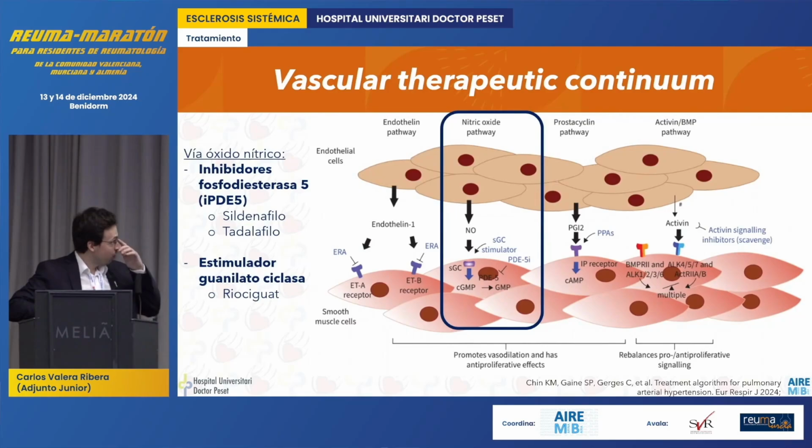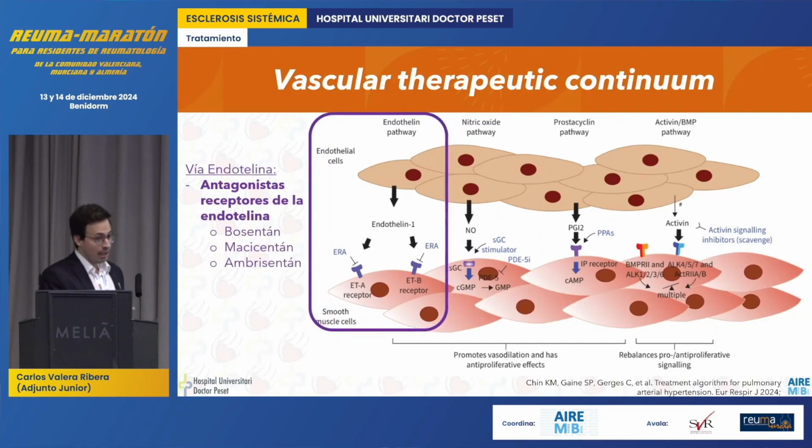Well, first, we have 4 pathways to inhibit, mainly the nitric oxide pathway. It's important: if you're going to use a drug that inhibits this pathway, such as a phosphodiesterase type 5 inhibitor, that is sildenafil, or a stimulator of soluble guanylate cyclase, like riociguat, obviously you can't combine them. You have to switch one for the other. If we move on to the endothelin pathway, which is a very potent vasoconstrictor, we block the receptor. This results in vasodilation. We have antagonists of this endothelin receptor, such as bosentan, macitentan, and ambrisentan.